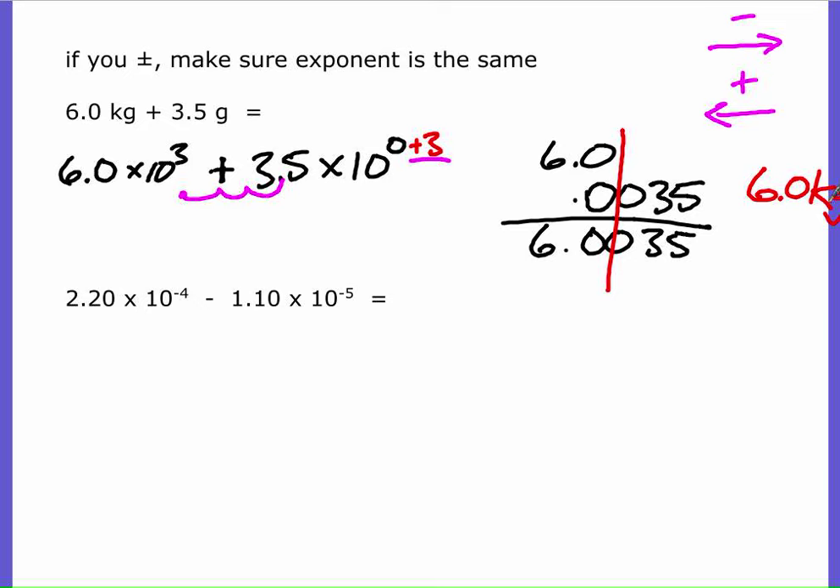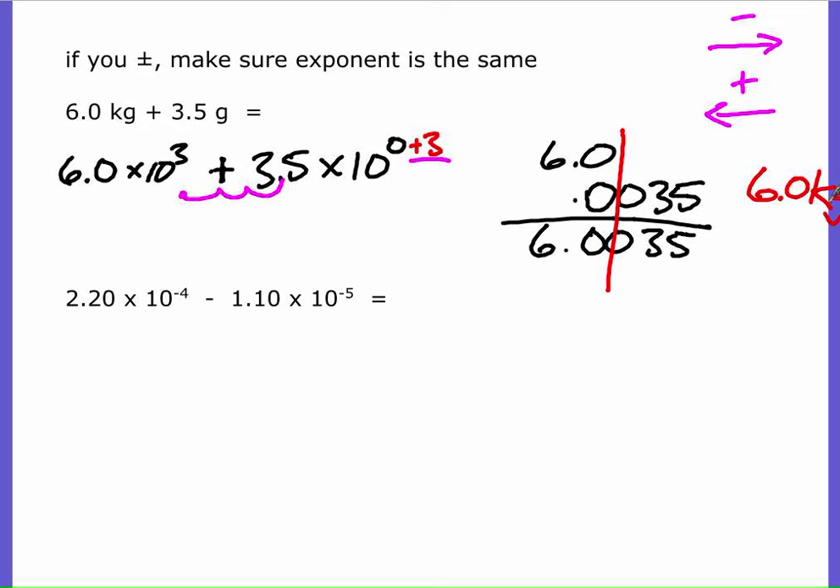Once I round to precision, since that 6.0 only goes to the 10th place, I have to round to the 10th place. That means that adding that 3.5 grams doesn't even really matter at the end of the day. It's still going to be 6.0 kilograms because I always have to use sig figs.